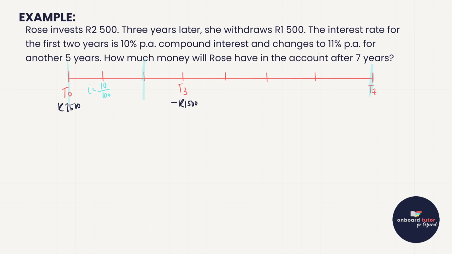And then for the remaining years, we've got an interest rate of 11% per annum. So at least things are looking good here for this investment of Rose's. Okay, and now we just need to figure out how on earth we are going to calculate this. Okay, this is compound interest.